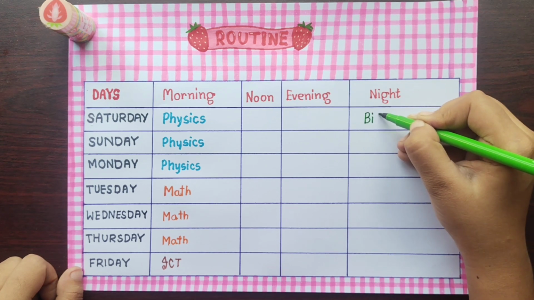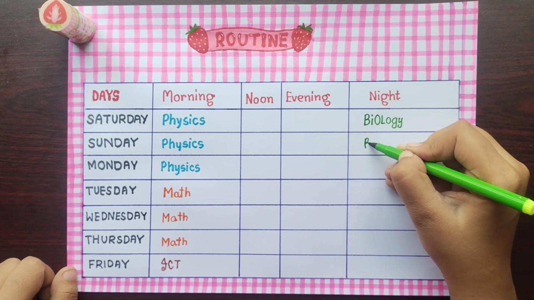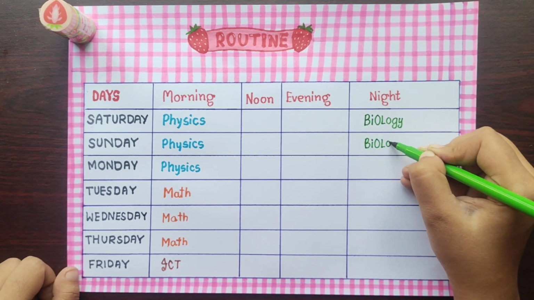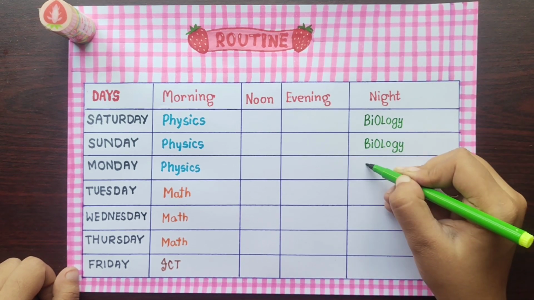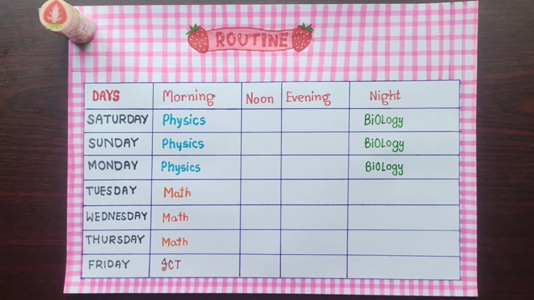Biology and chemistry. I have chosen these two for night because they have less calculations and they need a lot of time to study. That's why I have chosen them for the night.